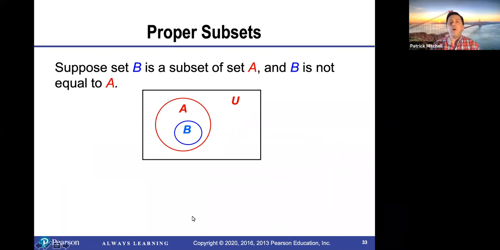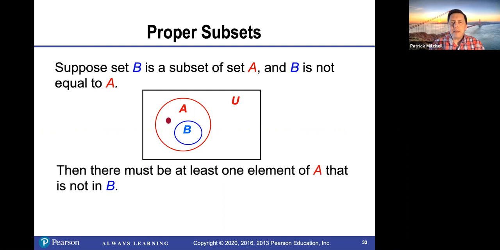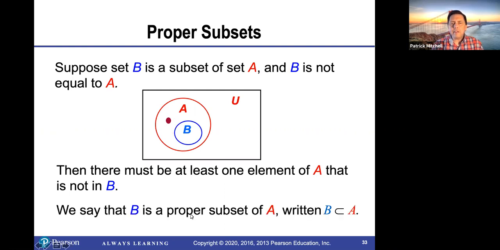Now, sometimes we want to specify that the two sets are not equal, just one is a subset of the other one. So then we're talking about proper subsets. Suppose set B is a subset of set A, but B is not equal to A. Then there must be at least one element of A that is not in B, and they're indicating that with a point here. We say that B is a proper subset of A, which is written like this. Notice no more "or equal" underneath, okay? That's called a proper subset.